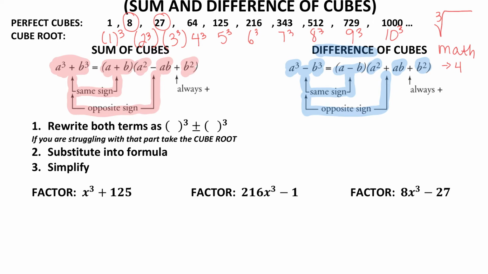So the first thing that you're going to do, if you think you have a sum or a difference of cubes, you're going to rewrite both terms as something cubed plus or minus something cubed. And remember, if you are struggling with that part, take the cube root. So go to your calculator and take the cube root of whatever is there. Then you're going to substitute into the formula and simplify it. All right, so let's work through this.